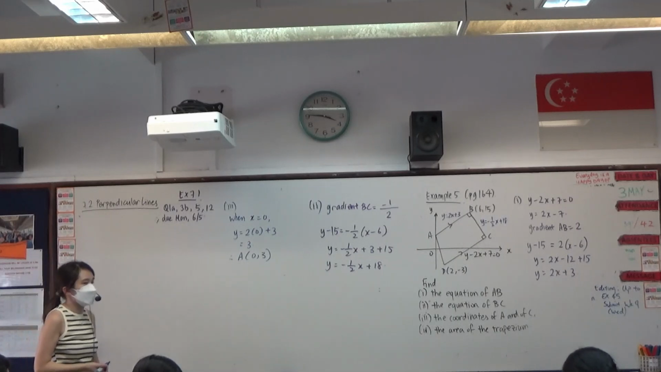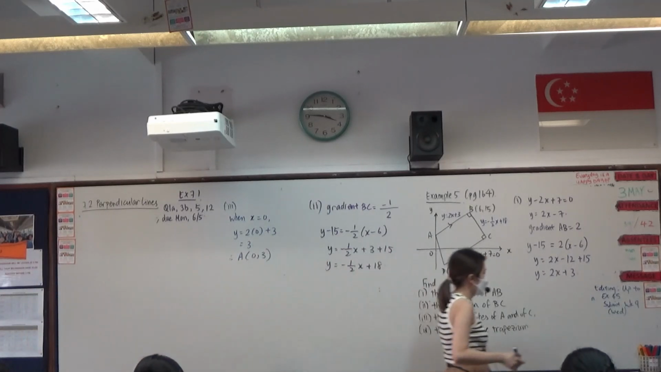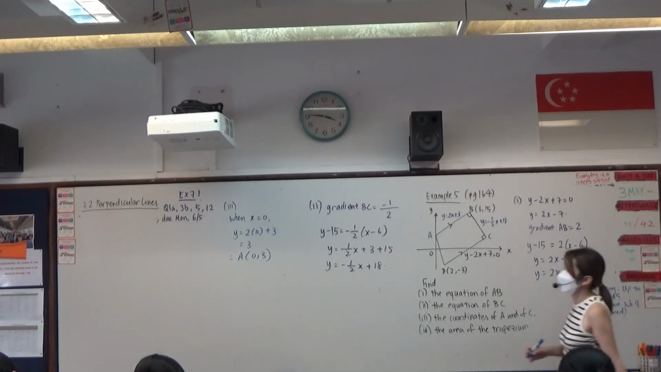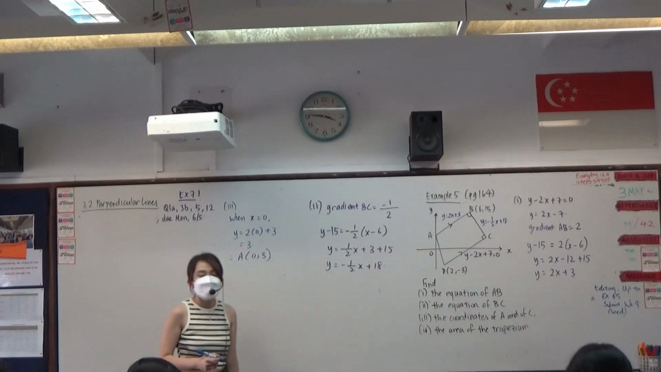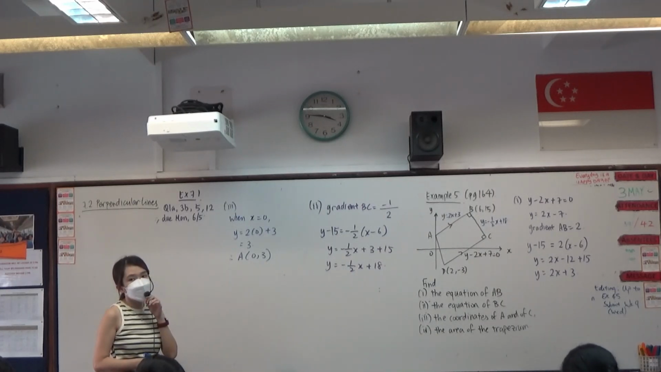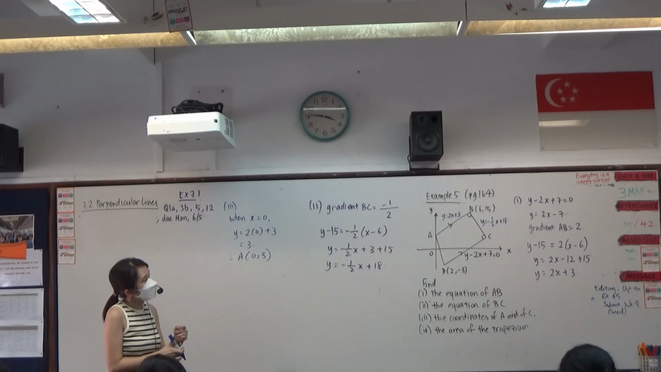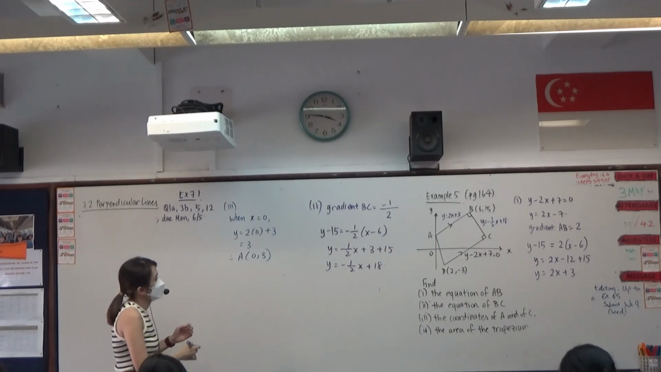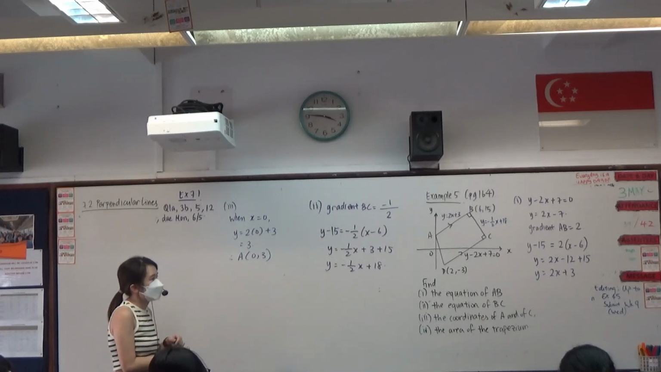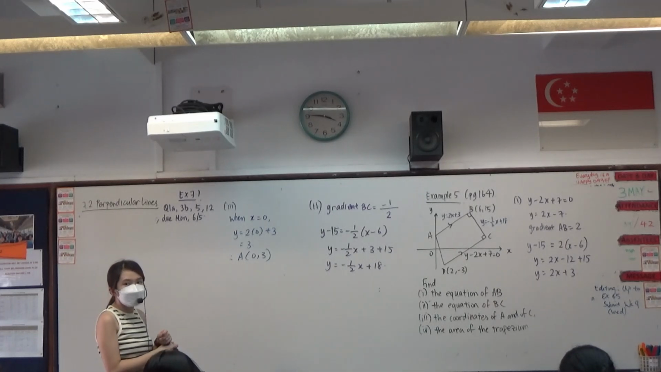Now, how about the coordinates of C? How do we find the coordinates of C? Let's get it from someone else. Moses, how to find the coordinates of C? Take negative 1/2 x plus 18 equals to 2x minus 7.